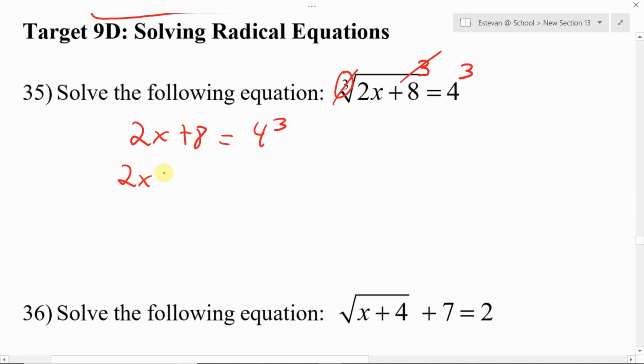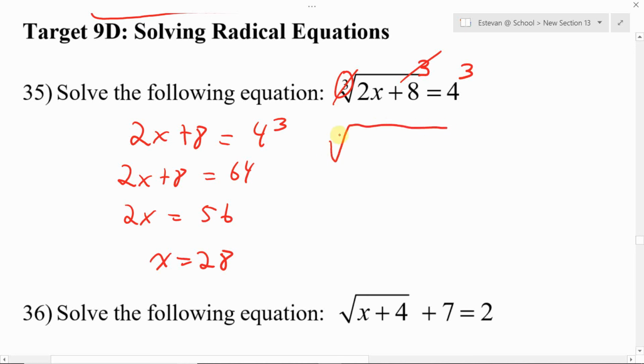So we have 2x plus 8 is equal to 64. Subtract 8 from both sides, which leaves us with 56. Divide by 2, and x equals 28. Then from here we have to check the work. So we do the cube root, and we substitute 28 in for x.